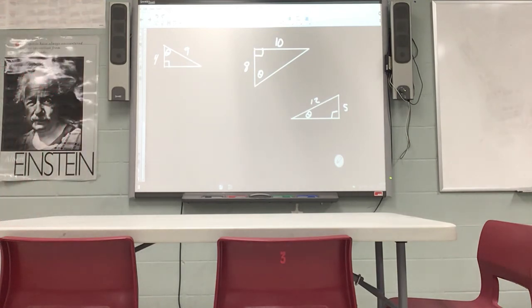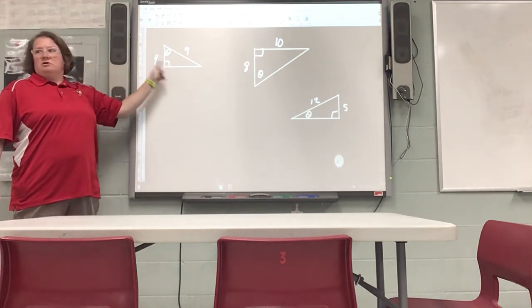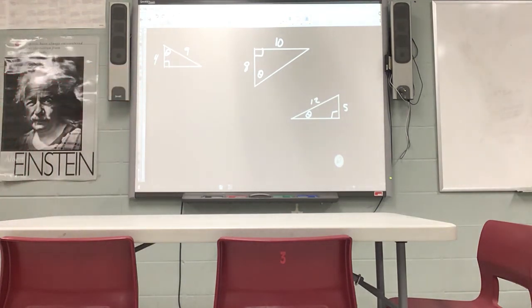If you really like tangent, you could find this side and then use these two in tangent. But again, that's just more work than is needed. So what they gave us from angle theta is adjacent and hypotenuse. So we would say the cosine of angle theta is equal to 4 over 9.